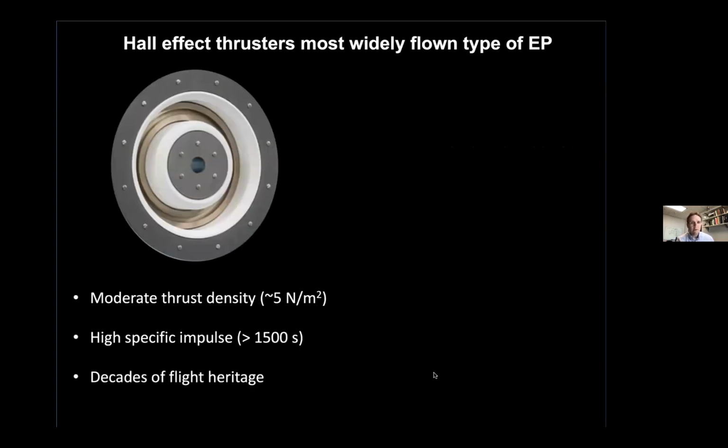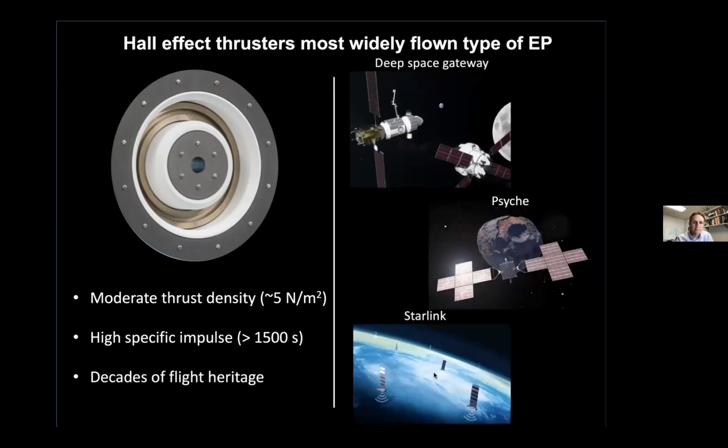The Hall effect thruster is a particular flavor of electric propulsion, which is at this point the most widely flown type of EP, largely buoyed up by the action of SpaceX. All of their Starlink satellites have a Hall effect thruster on board. You can see the major selling points or advantages shown in bullet points here. They have relatively high thrust density, which means you can produce more force per unit area, high specific impulse or exhaust velocity, and they have flown without incident for several decades at this point.